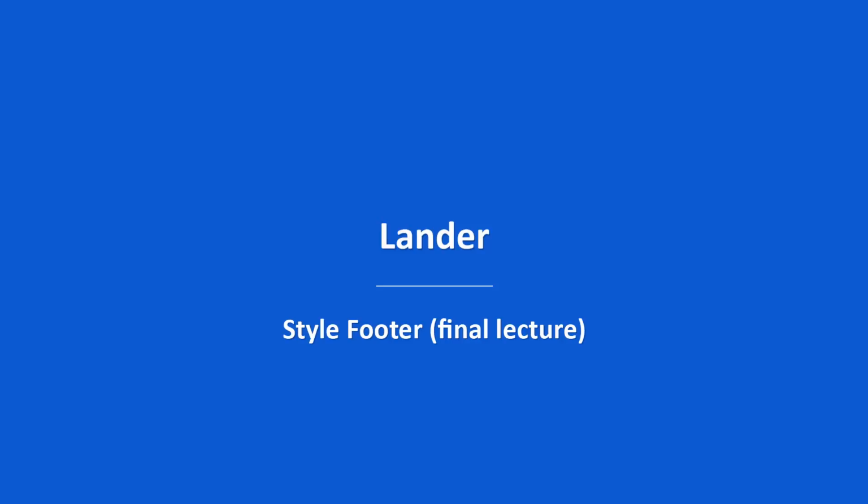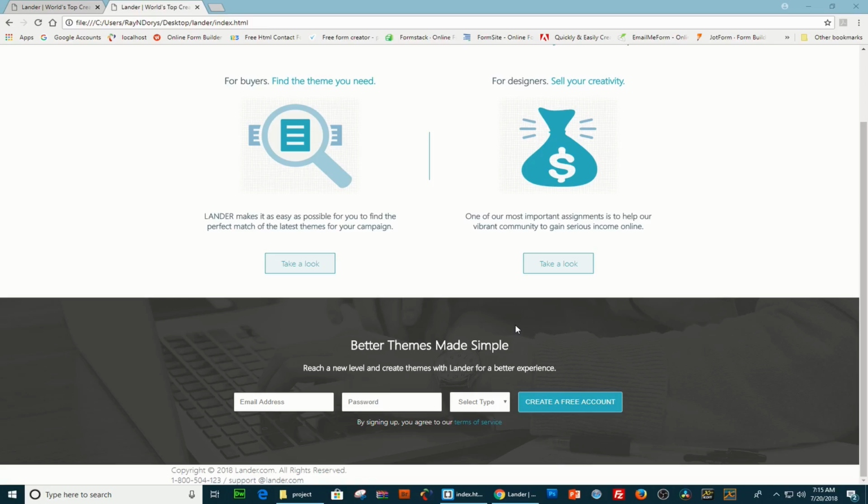In the previous lecture, we built the footer. In this lecture, we're gonna style it. So this lecture is gonna be very simple. We're gonna add a dark background color and top border. Then we're gonna separate the text from each other, this one from this one, by adding the CSS float property.